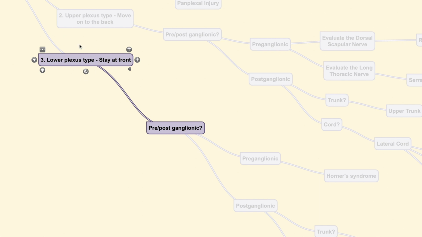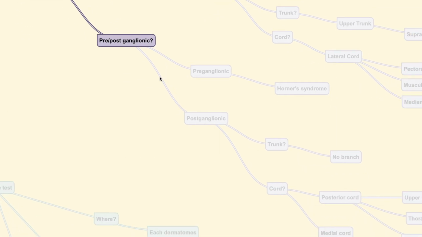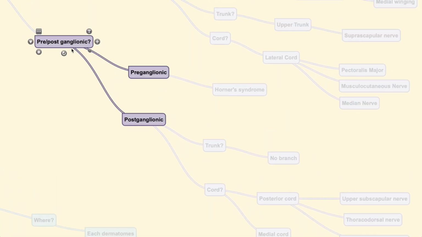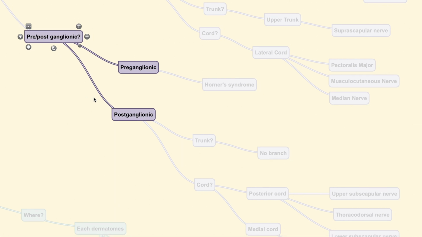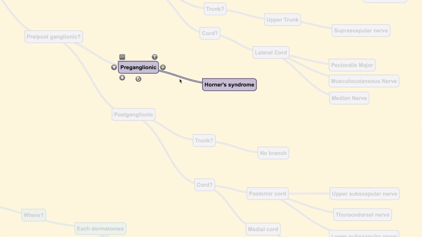So for the lower plexus type, it's best if you stay in front of the patient. So to determine whether it is a pre-ganglionic or post-ganglionic injury, for the pre-ganglionic, you need to check for the Horner syndrome. Once again, Horner syndrome is positive in a pre-ganglionic injury because of its T1 nerve contribution. You cannot find Horner syndrome in an upper plexus type of injury because there are no contributions coming from the level above the T1.